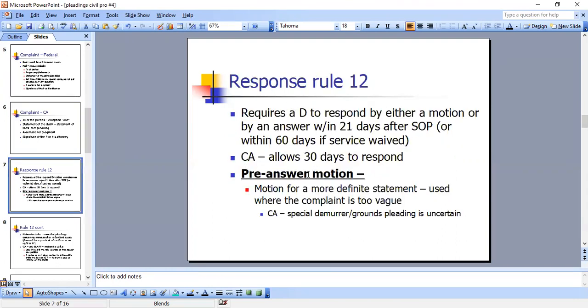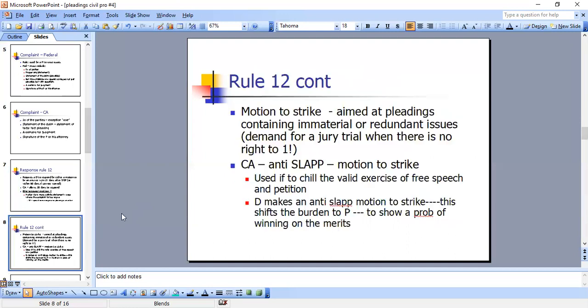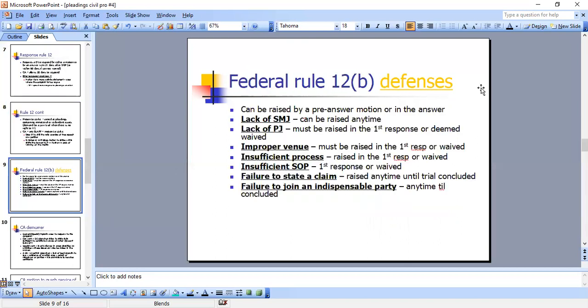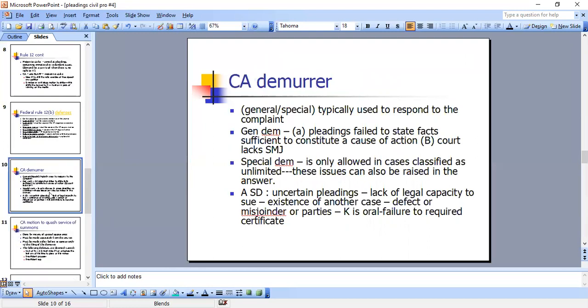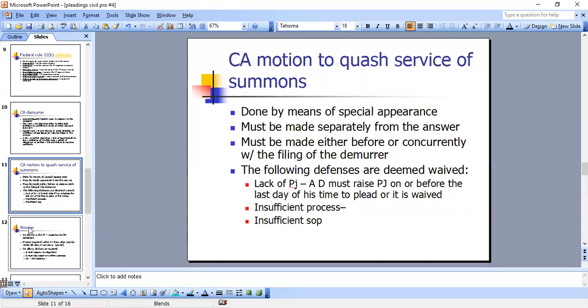Response: Rule 12 pre-answer motion. Motion for a more definite statement. Motion to strike and the anti-SLAPP from California. Remember, these are the defenses. Lack of SMJ can be raised any time. Lack of PJ, no. It's deemed waived if it's not raised in the first response. California demurrer. California motion to quash.